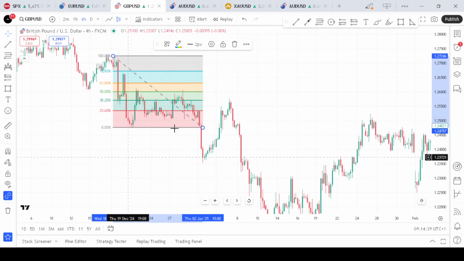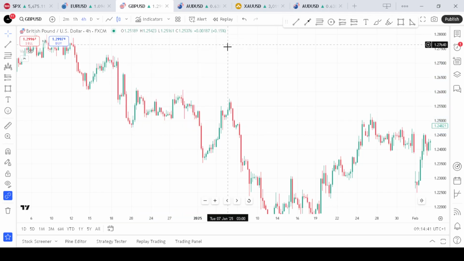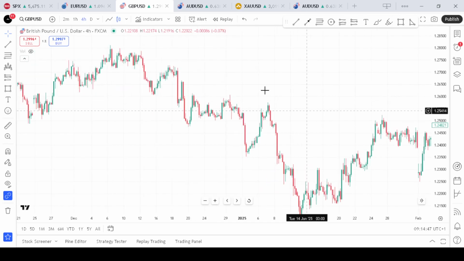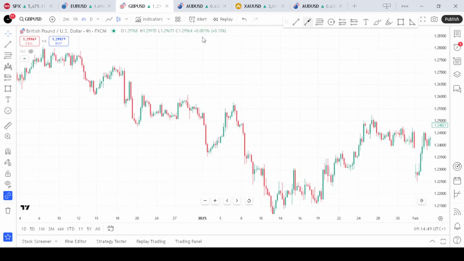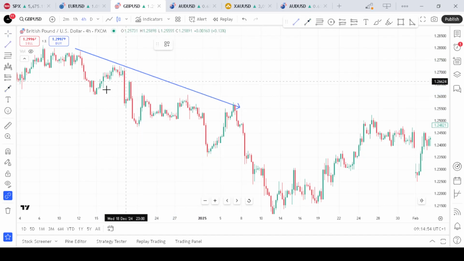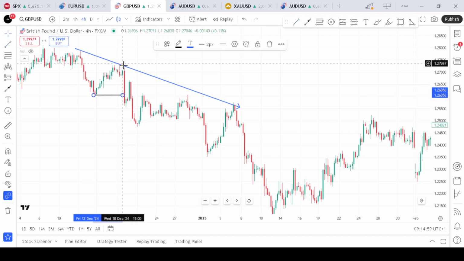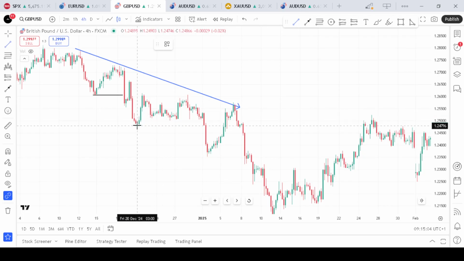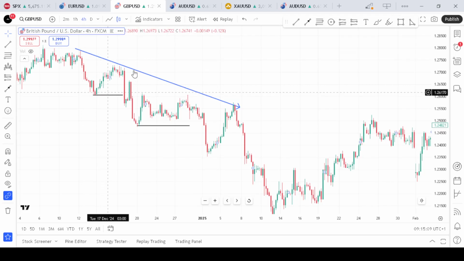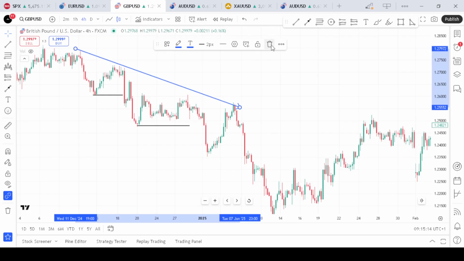So how do we use the Fibonacci retracement tool? First of all, we identify the trend, whether the market is trending to the upside or to the downside. And as I can see, the market is trending to the downside in my chart. The market broke a previous low, retraced back, and made a lower low. This signifies that the market is trending to the downside, making a series of lower lows and lower highs.